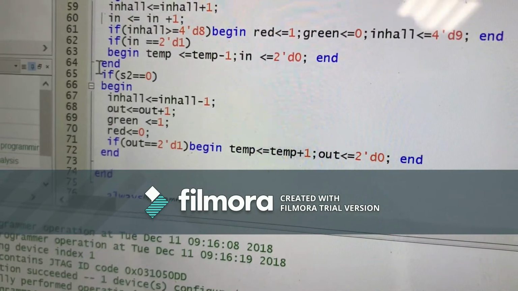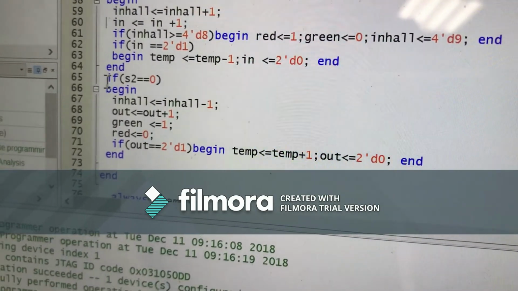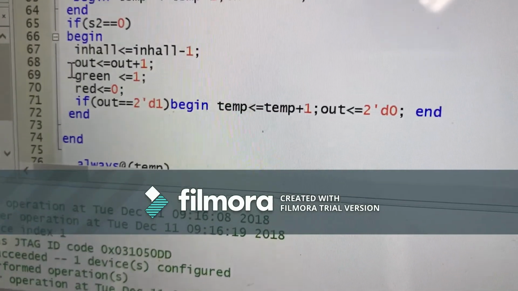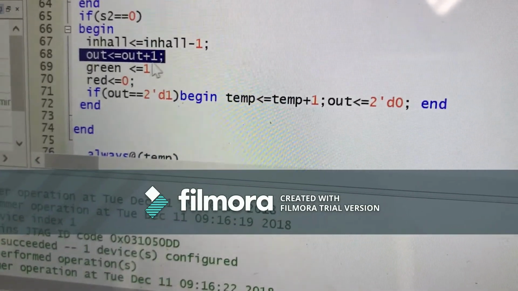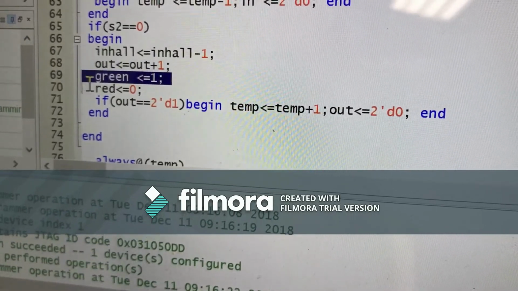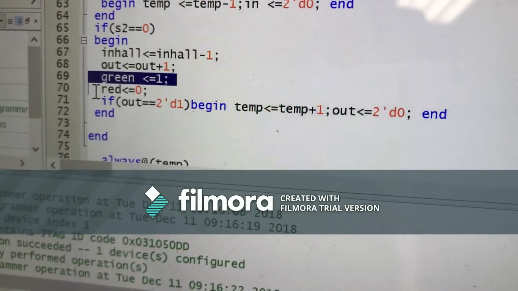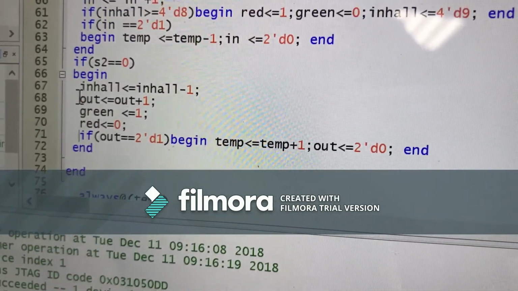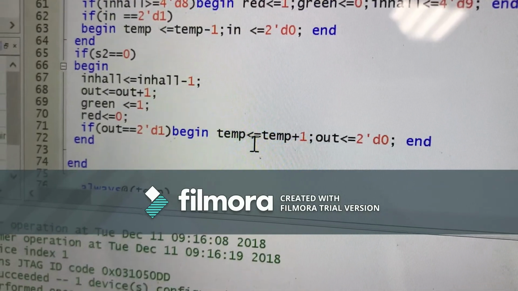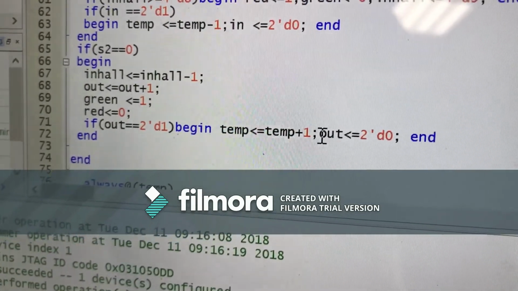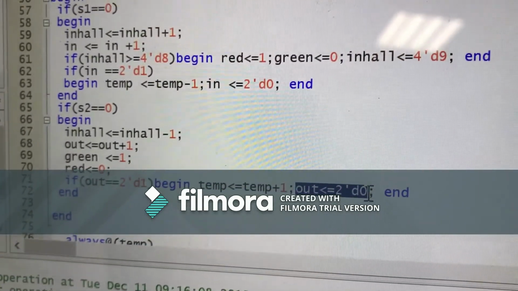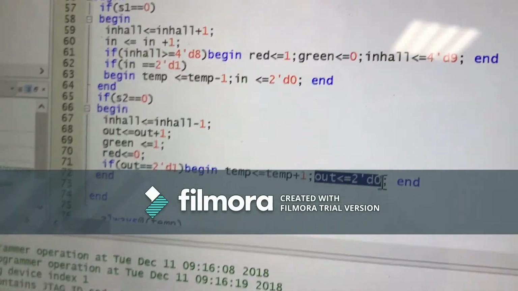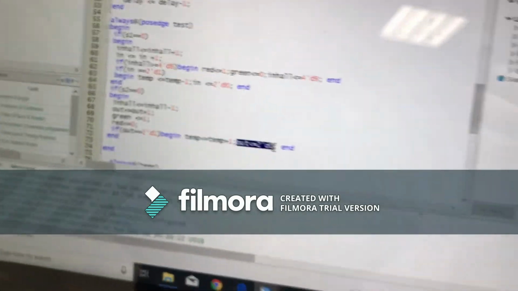While the output sensor, when it senses a signal of 0, it decrements the number of students inside the lecture hall by 1, and it increases the counter of the students going out of the lecture by 1. And the green LED is turned to 1, while the red LED is turned to 0. When the counter counting the students outgoing from the lecture is 2, the temperature is incremented by 1, and we set the output to 0. And that's it. And now my colleagues Mohamed, Yasser, and Abdelmonem will demonstrate how the hardware works.